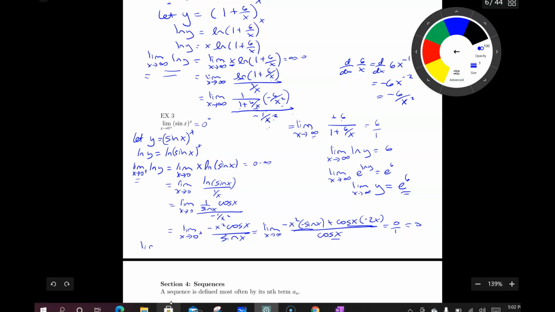So what that means is the limit as x goes to 0 of ln of y is 0. So if I take the e of both sides to get rid of the ln, I get e to the 0, which is 1.